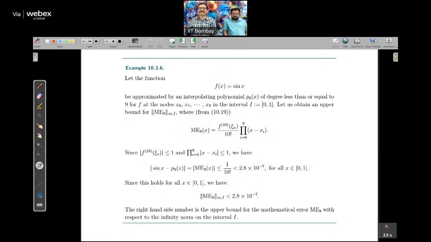This kind of analysis is what is possible through this kind of formula. Otherwise, you cannot quantify it exactly. That's the problem with interpolation. That's life, so you have to live with that. I hope I have answered your question.